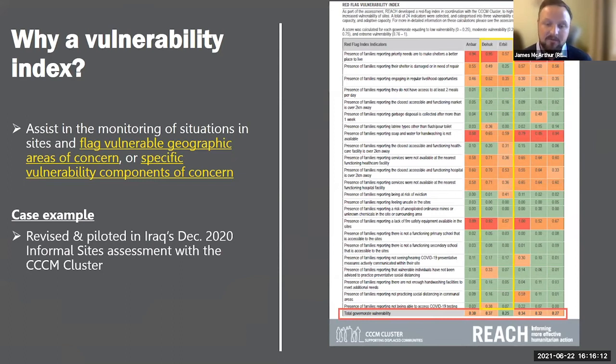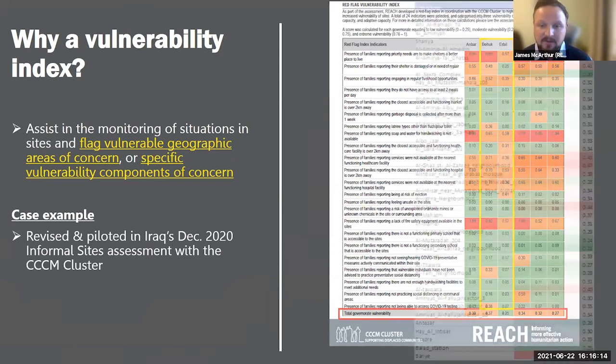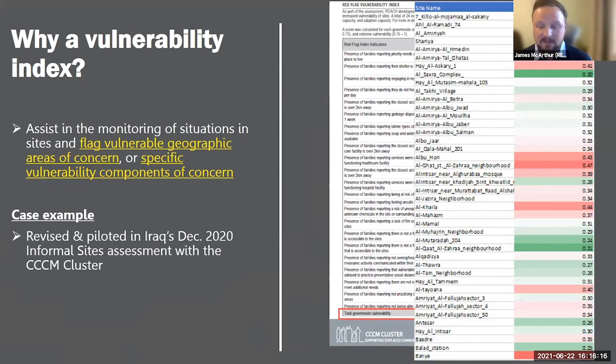Or if the sampling and representation allows, to even start looking at the site level, which sites are actually more vulnerable than others, given the 24 indicators that we've looked at. I think this is really an interesting analysis, and I hope to get more feedback on this because this is something that's just being presented currently, and we look for partner feedback on its usefulness.